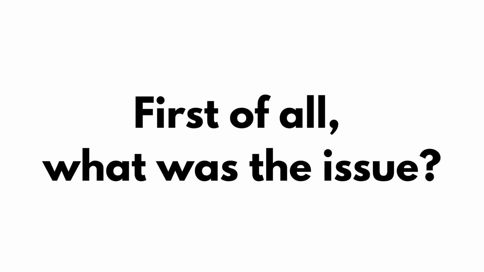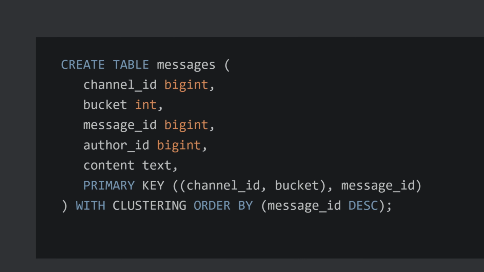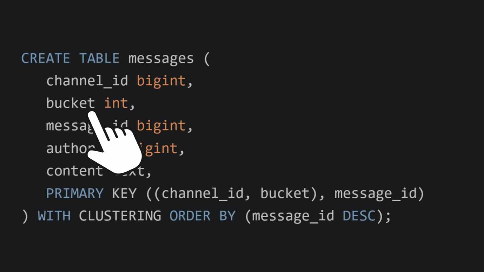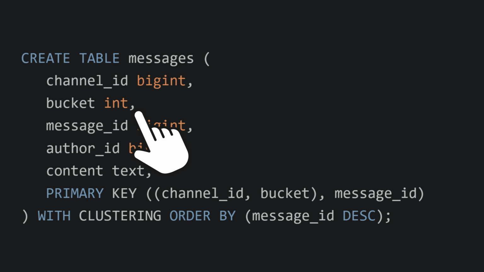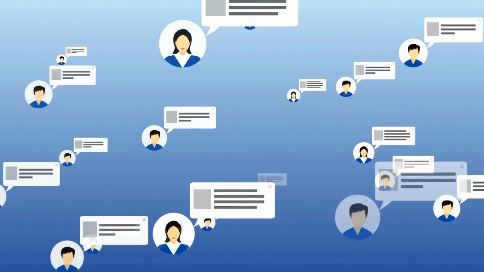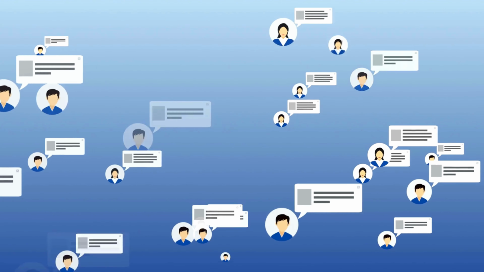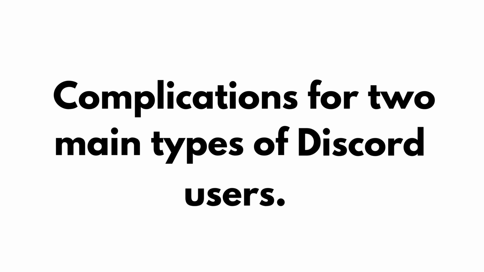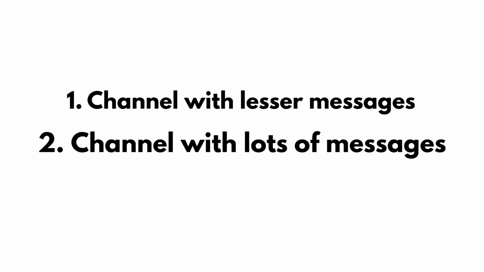Here is what a message looks like in a Discord database. Messages on Discord are organized based on the channel they are sent through and grouped within a fixed time period known as buckets. This structure enables Cassandra to efficiently store and replicate messages for each channel and bucket across these servers. However, this setup introduced complications for mainly two types of Discord users. On one hand, the small servers that were sending only a few messages. On the other hand, large servers such as Minecraft and Midjourney, where messages are sent almost continuously. They also face a set of challenges.